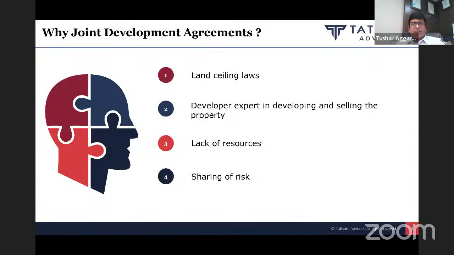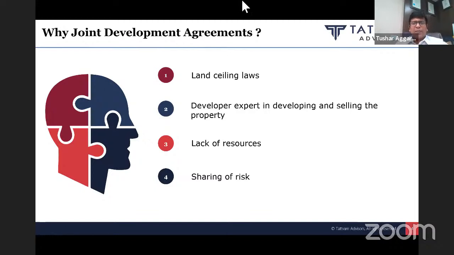So what do we mean by joint development agreements? Let's understand that first. In very simple terms, a joint development agreement means an agreement under which two parties, namely landowner and developer, come together for development of a project. It may be a real estate project or a commercial project or a plotted colony, etc. Landowner contributes its land, developer contributes its construction skill, marketing skill, etc. They develop a project and then they sell the project in the market. They may share the area or the revenue as the case may be. So this is a collaboration between two different parties.